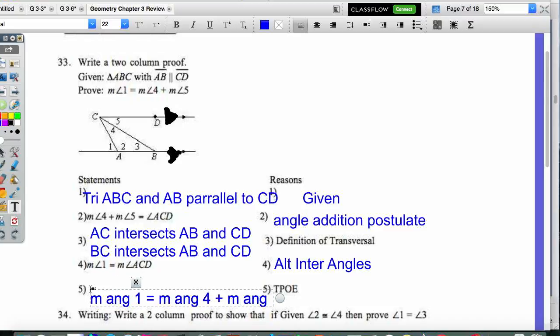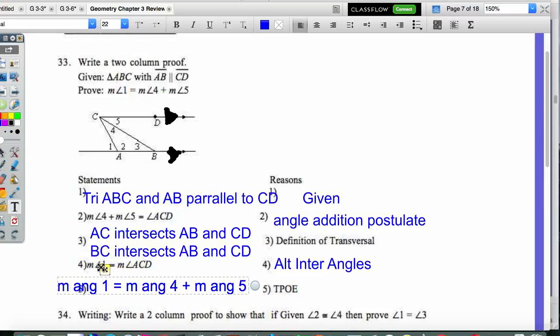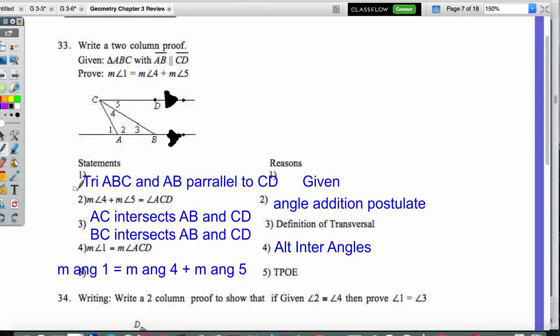And I'll be honest, at this point I'm not sure how that's working, but I'm just putting it in because it's the last thing, and that's what I want to prove. And they're saying that's by transitive property of equality. So let me make sure that works. We had 4 and 5 are equal to ACD. And then we had 1 is equal to ACD. So if 1 is equal to ACD and 4 and 5 is equal to ACD, then angle.